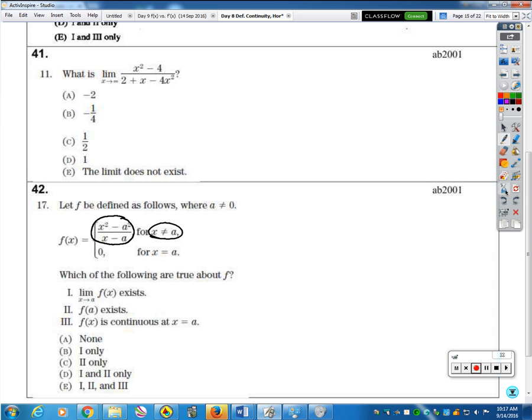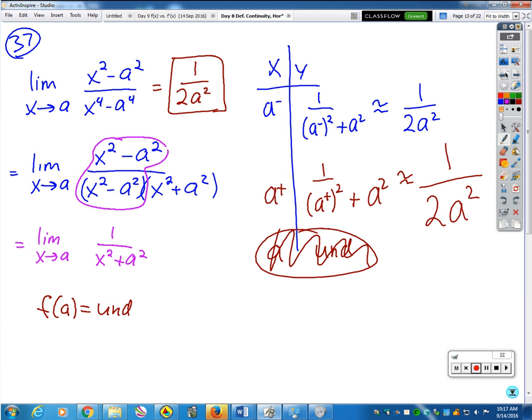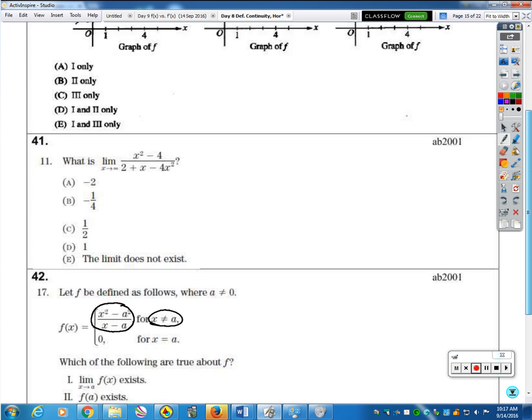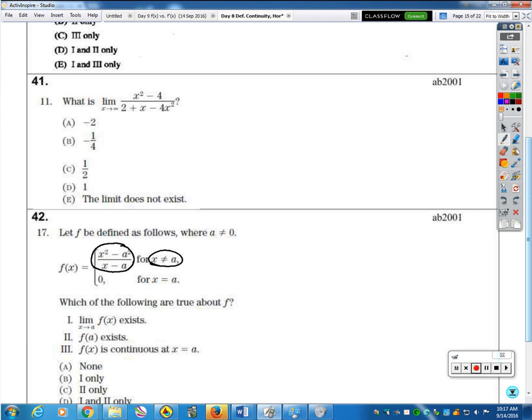Okay, 42 we're going to skip for now. We did one that was very similar just a minute ago, this one here. 37 and 42 are solved in almost exactly the same way. I'm going to let you work on that yourself for a minute. You simply need to factor first. Factor first, and the problem becomes fairly straightforward.